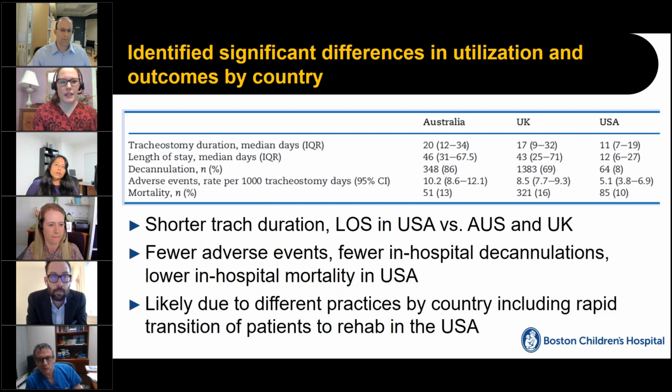Another interesting finding that came out of this paper was the vast differences in utilization and outcomes by country. So we found that in the United States, trach patients had shorter lengths of stay, shorter trach duration, lower rates of decannulation, lower incidence of adverse events, and slightly lower mortality. These are likely attributable to differences in practice. Most patients in the US are being discharged relatively quickly and to long-term care facilities prior to decannulation.